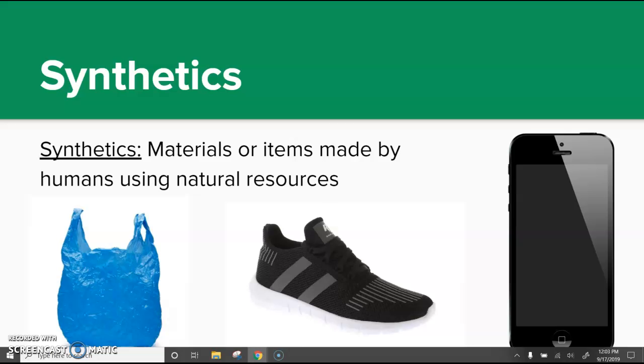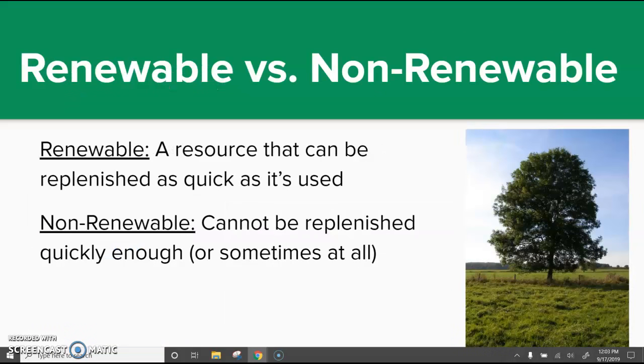Shoes, great example there. You have the sole that's rubber. You have fabric or whatever material the shoe is made out of that is ultimately derived from natural resources, but it's considered synthetic since we made it. Another good example, any electronics really, like an iPhone, made out of plastic, glass, different metals, and these are all things that, again, come from natural resources but aren't natural themselves.